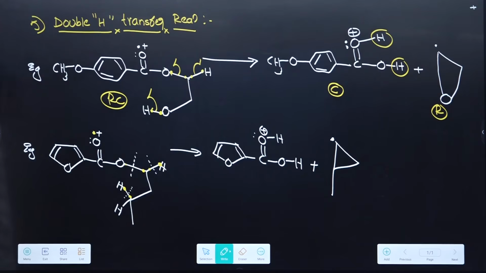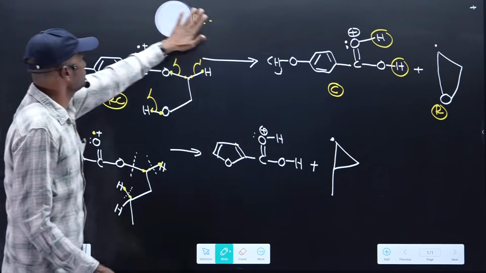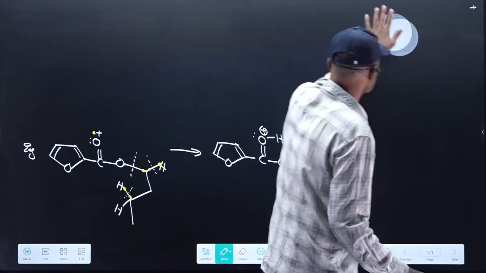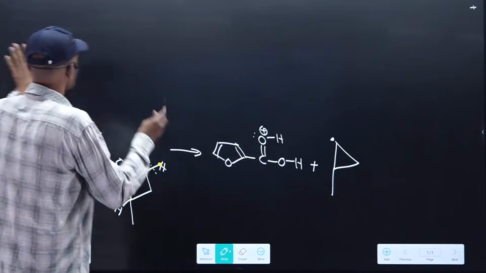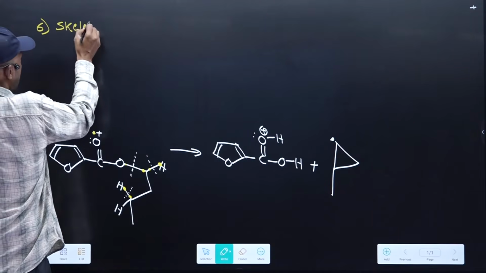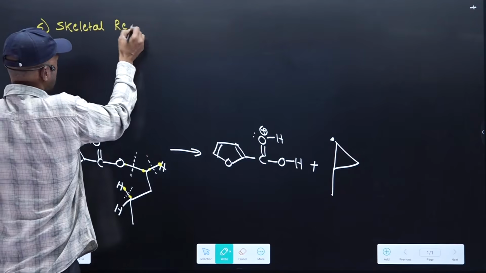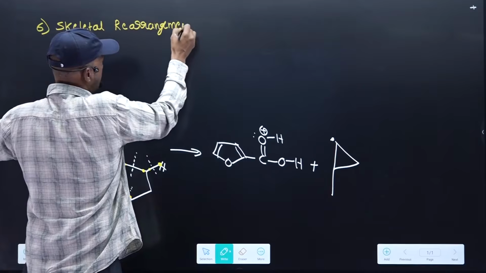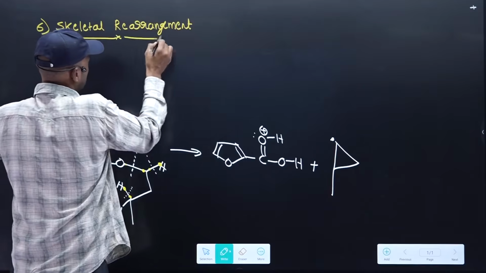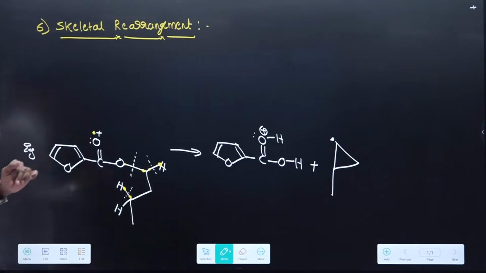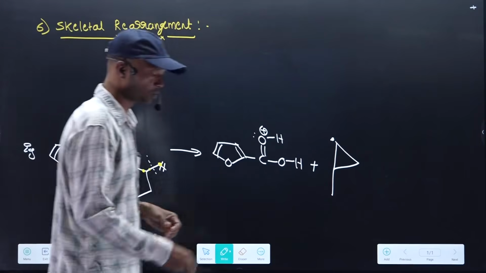Clear? So that is double hydrogen transfer. This is your last reaction, or last fragmentation, and last rule. It is also elimination: skeletal rearrangement. It is the last fragmentation elimination and it is the last rule. In mass spectral rules, it is the last one.